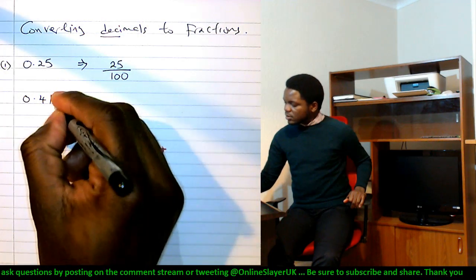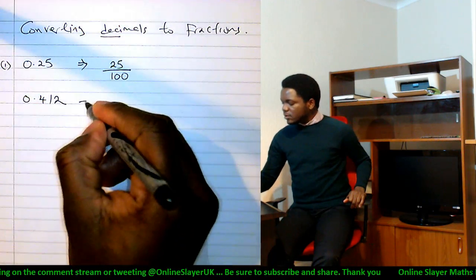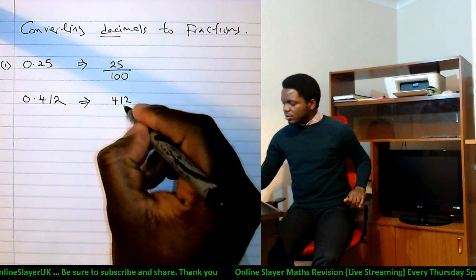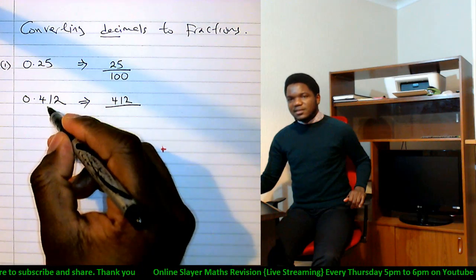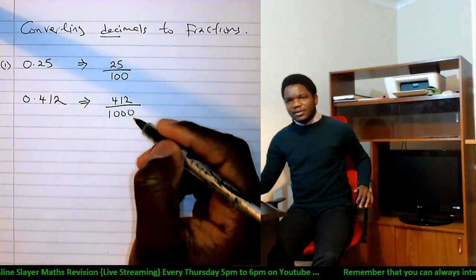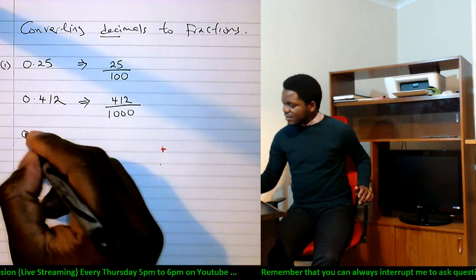0.412. What numbers am I seeing here? 412. How many decimal places? 3. All right then, that's the number of zeros I'm going to give you. Are you happy now? What again?